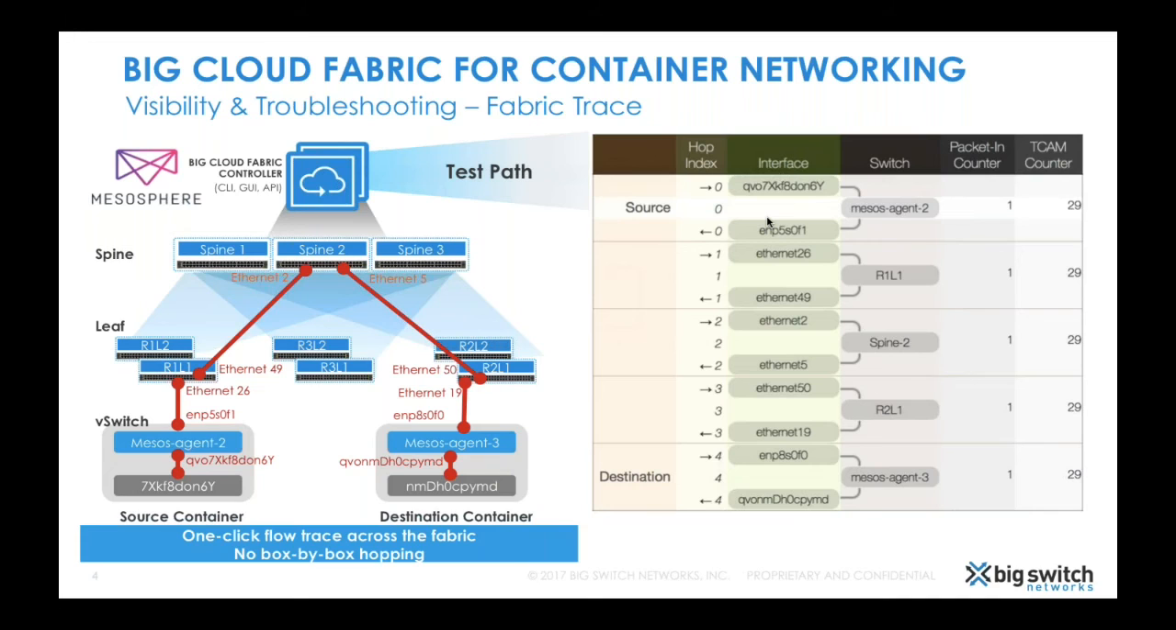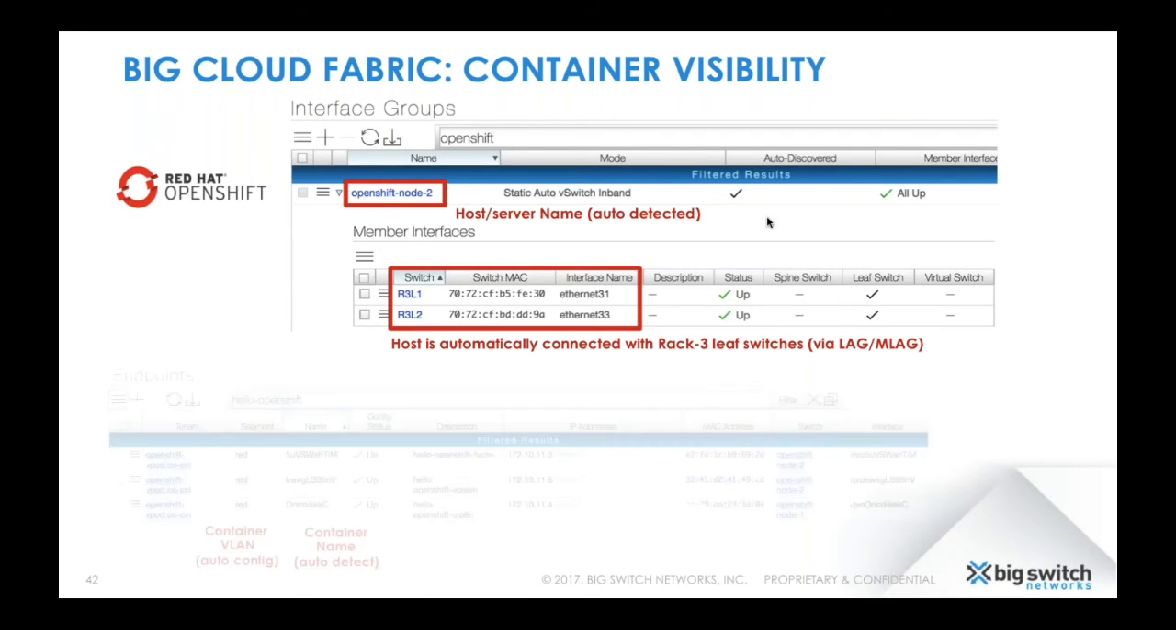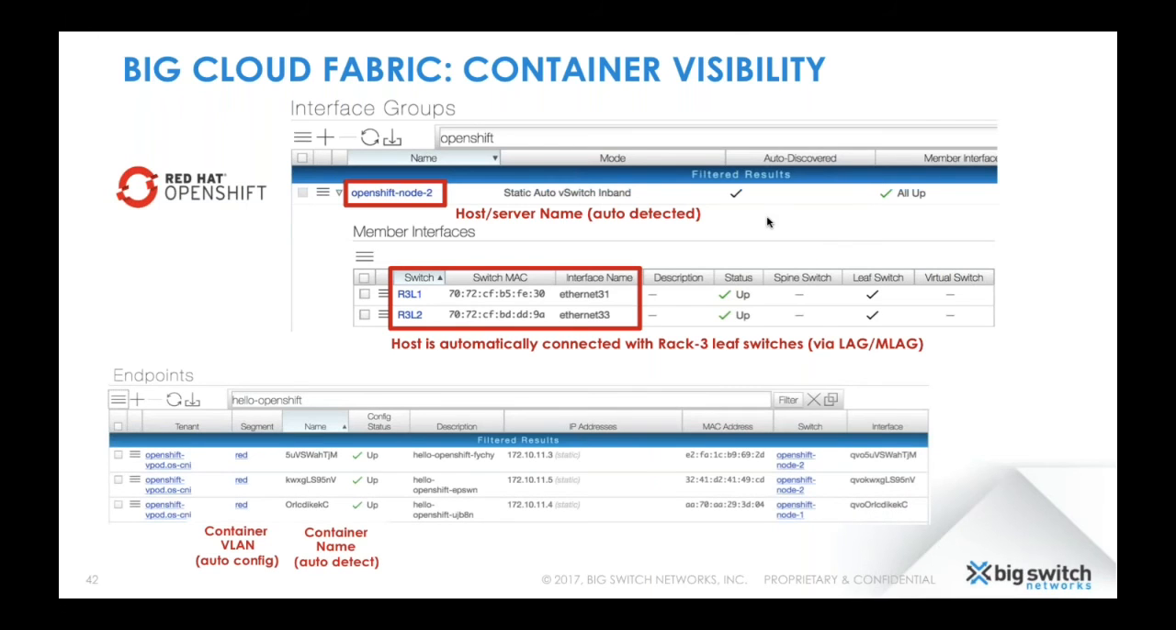If a server is added, such as an OpenShift node, as we saw earlier in the VMware case, the same capability is extended. The server is automatically configured for its connection to the leaf switches through MLAG or LAG, and the containers are automatically brought into the controller environment for visibility, and the network is automatically assigned. Their names are detected and shown as well.